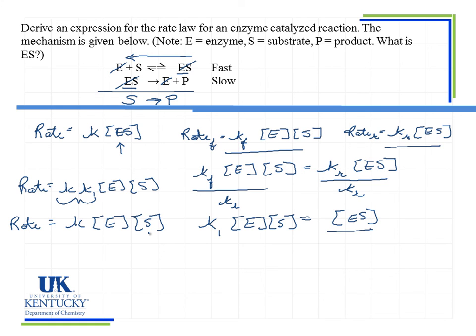So now we have got a rate law in terms of enzyme and substrate, and it's okay to have enzymes in rate laws, but it's not okay to have intermediates. So what we see written right here would be the rate law of the overall reaction, where a slow step has an intermediate in it and is preceded by a fast equilibrium.